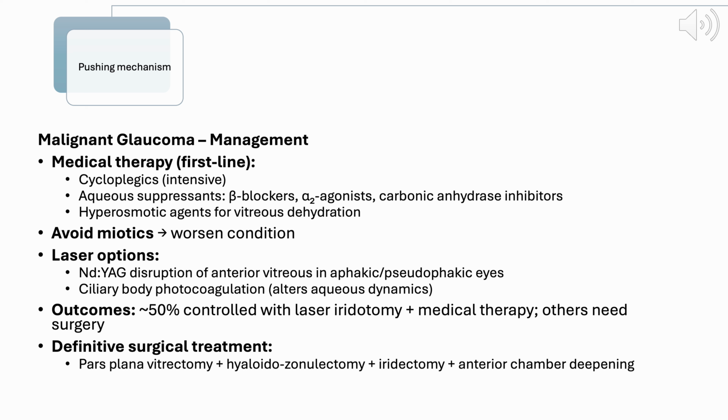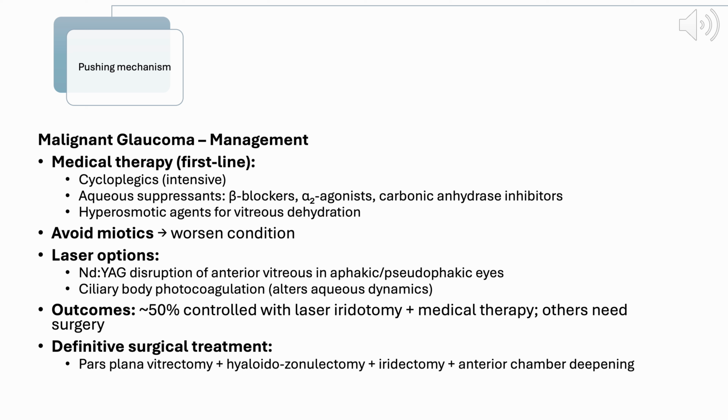Management of malignant glaucoma begins with aggressive medical therapy. First-line treatment includes intensive use of cycloplegics, aqueous suppressants such as beta blockers, alpha-2 agonists, and carbonic anhydrase inhibitors, as well as hyperosmotic agents to help dehydrate the vitreous. It is critical to avoid miotics as they tend to worsen the condition. Laser therapy can also be attempted. YAG laser may be used to disrupt the anterior vitreous in aphakic or pseudophakic eyes, while ciliary body photocoagulation can be applied to alter aqueous dynamics.